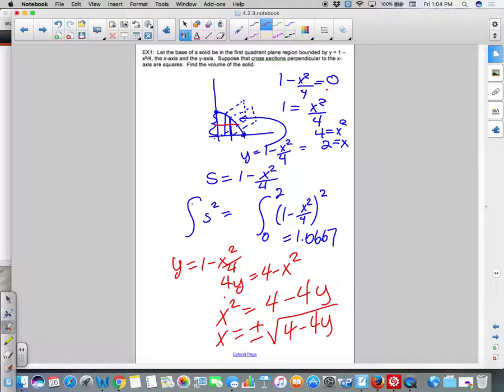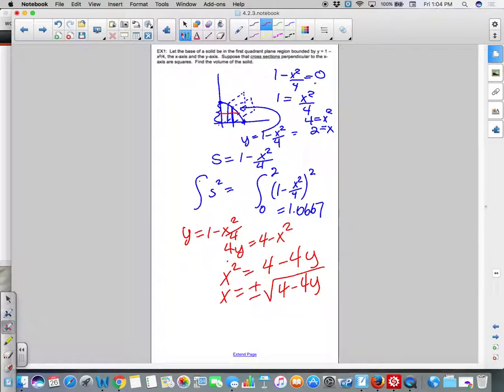Now, positive or negative square root, what piece am I picking? That's going to be the positive piece, right? Because it's above the x-axis. So basically for my integral now, the length of the cross-section is the square root of 4 minus 4y. And so I'm going to take the side and square it, but I have to integrate with respect to y. Y here starts at 0, and how high does it go? 1, right?